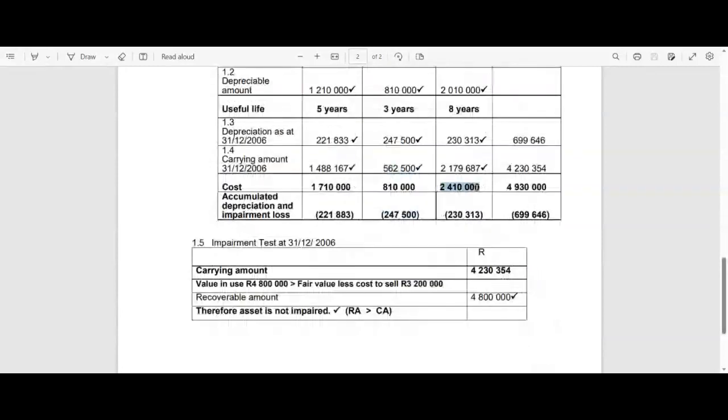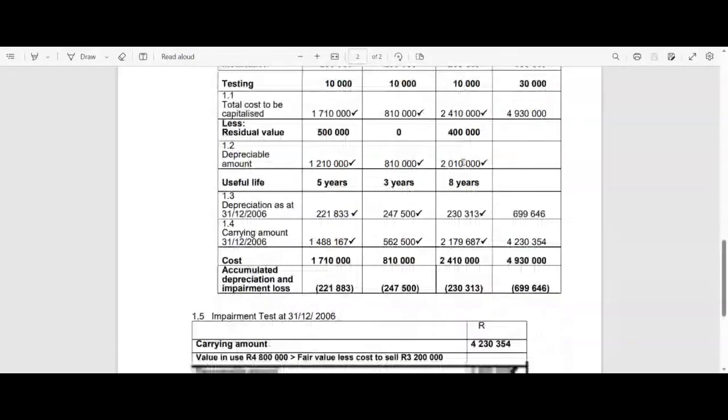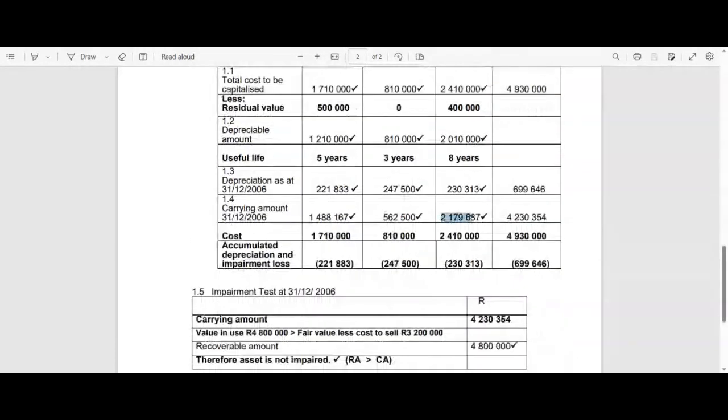And then lastly, our outer structure, the total cost to be capitalized was 2,410,000, so we carried it down in our reconciliation. So there's the total cost of 2,410,000. The accumulated depreciation is only the depreciation for that first year of 230,313, which means that our carrying amount in the case of the outer structure is 2,179,687.